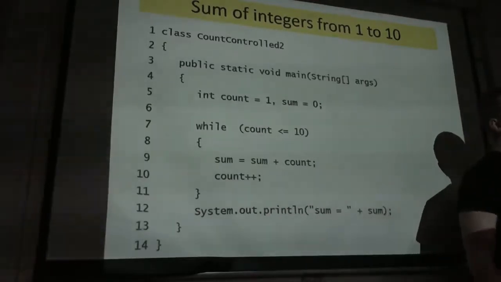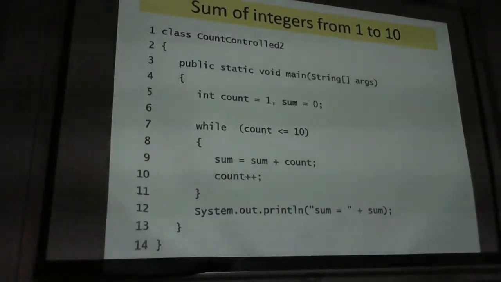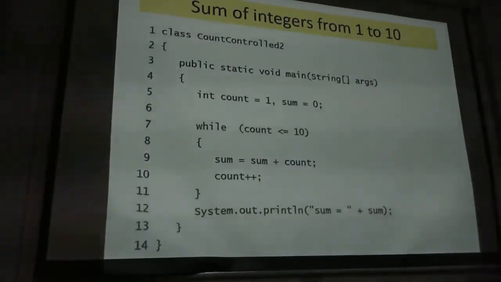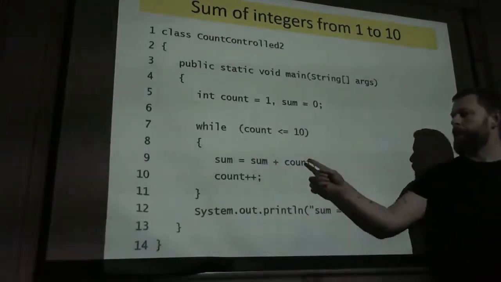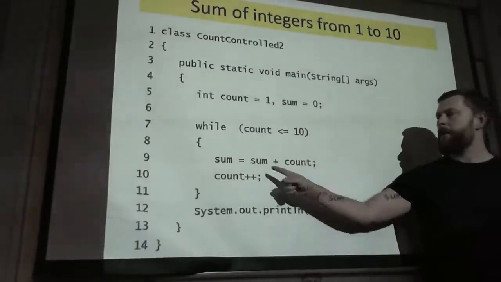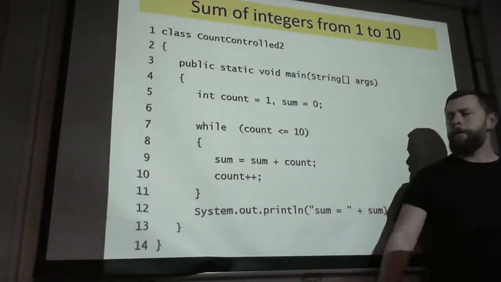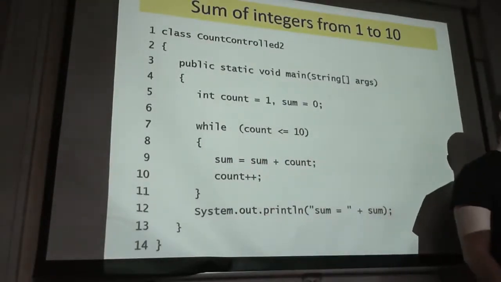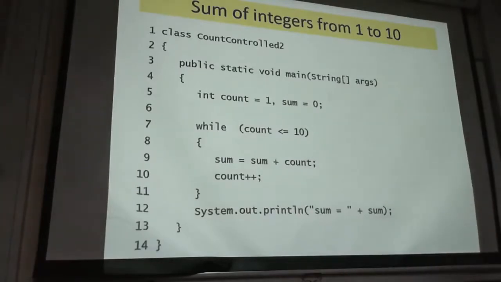And that pattern repeats over and over again. Every time we go into the loop, we do the same actions. We take the current value of sum, we take the current value of count, we add them together, and we put that in as a new value of sum, and we change the value of count by increasing it by 1. And we go round and round and round.